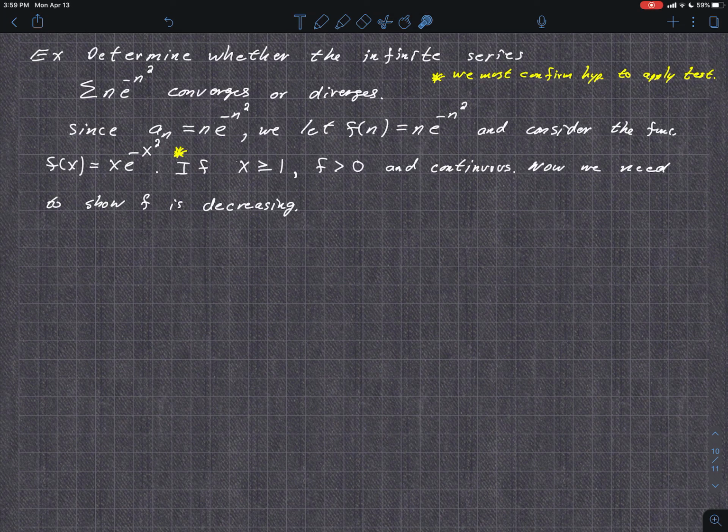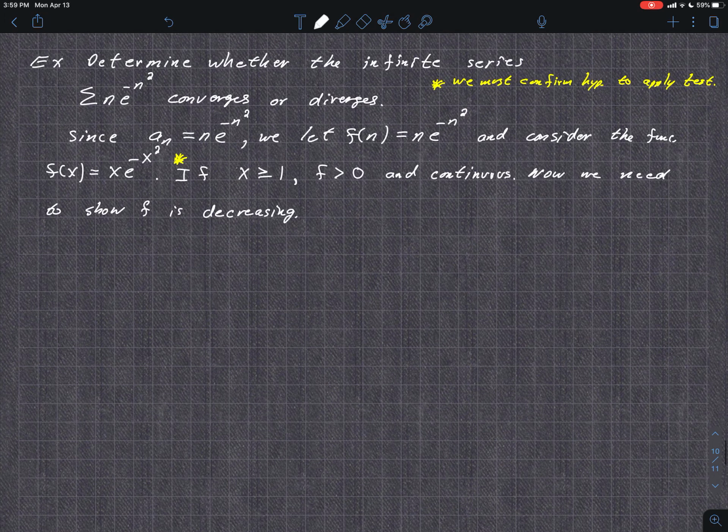So usually when we ask these questions, we'll say use the integral test, because otherwise you wouldn't know necessarily when to use it. So we'll generally tell you to use the integral test when necessary. So since a sub n is equal to n e to the negative n squared, we can let f of n be n e to the negative n squared.